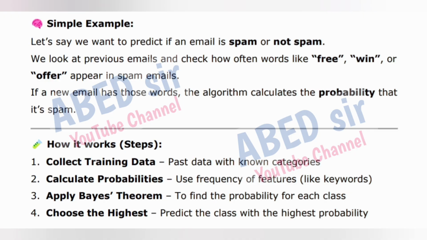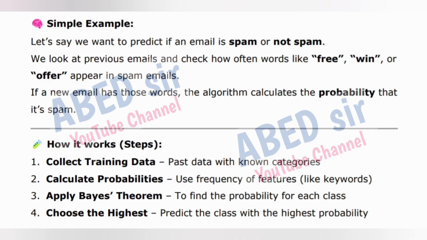Simple example. Let's say we want to predict if an email is spam or not spam. We look at previous emails and check how often words like free, win, or offer appear in spam emails. If a new email has those words, the algorithm calculates the probability that it's spam.